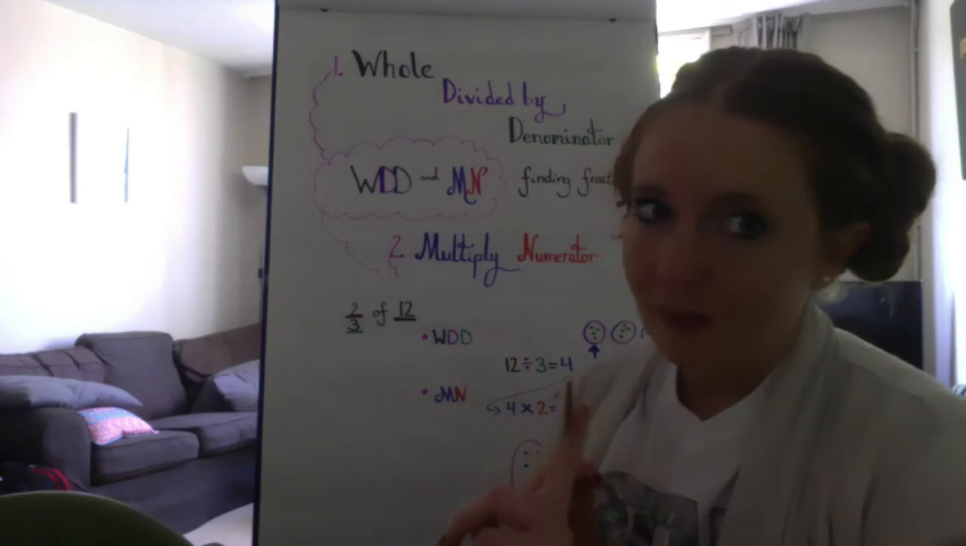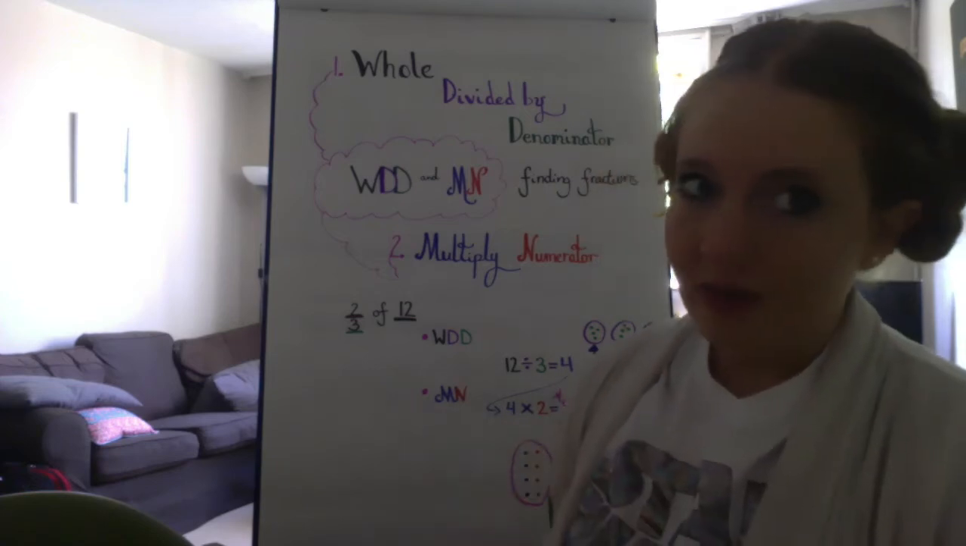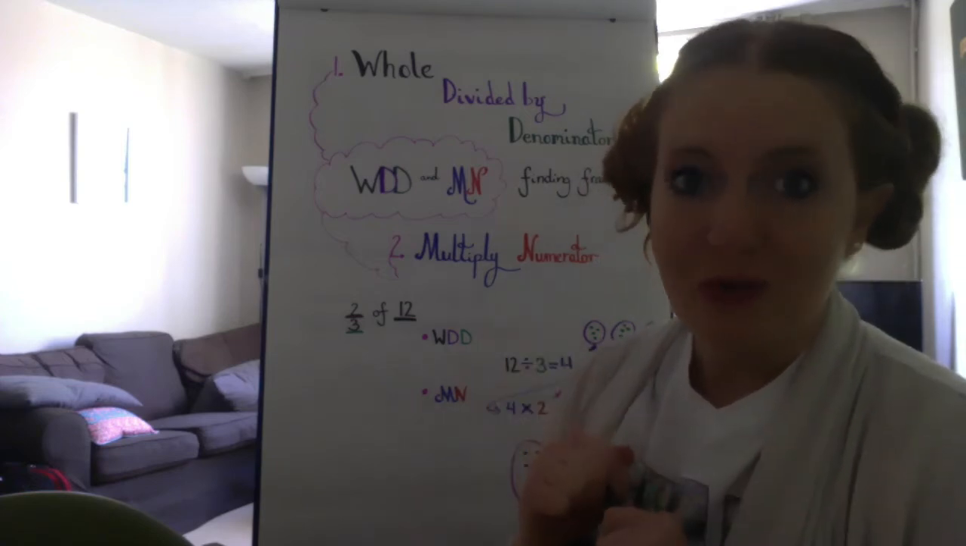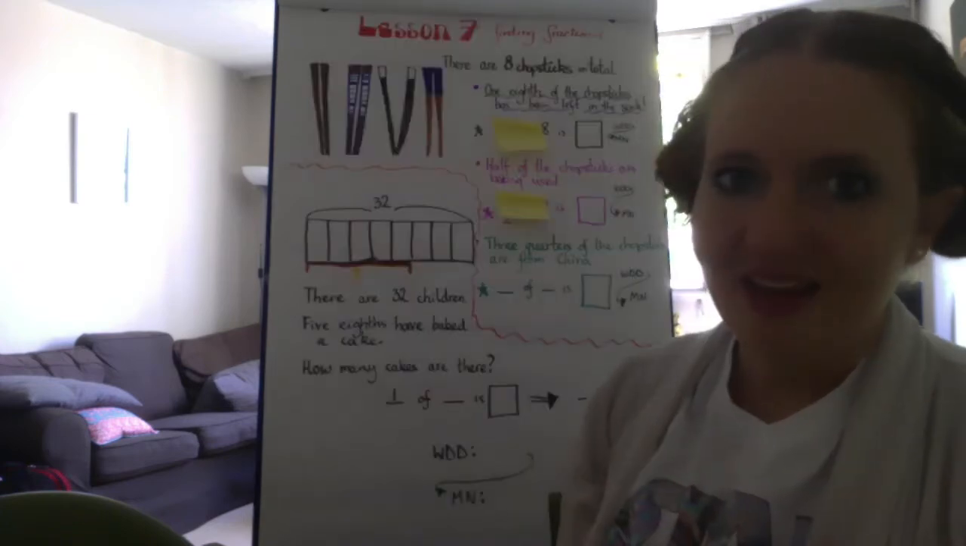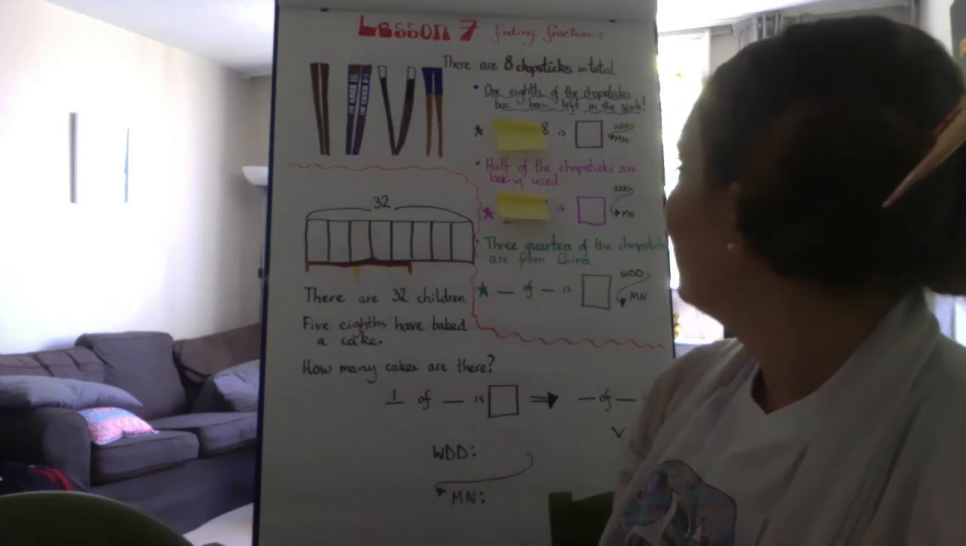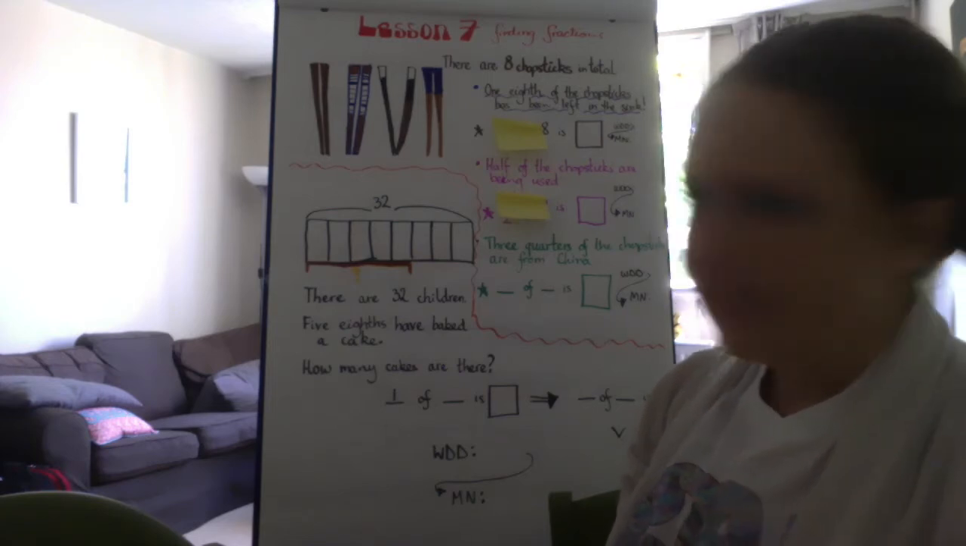Step 1, WDD, whole divided by denominator. Step 2, multiply that by your numerator. So let's have a go and look back at that question. There are 8 chopsticks in total. 1/8 of the chopsticks has been left in the sink.